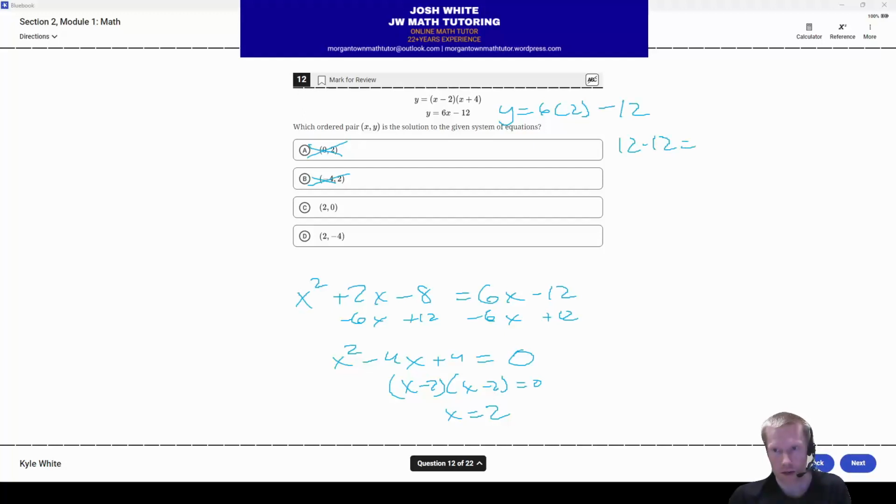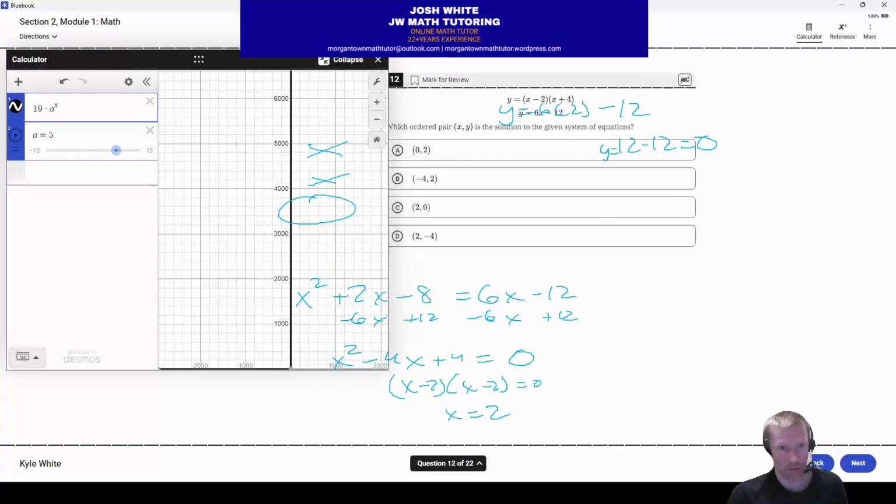Or 12 minus 12, so y is equal to 0. Therefore, it's the point 2 comma 0. It is letter C. However, it is so much quicker and easier to solve this using Desmos, because we can just go right here.